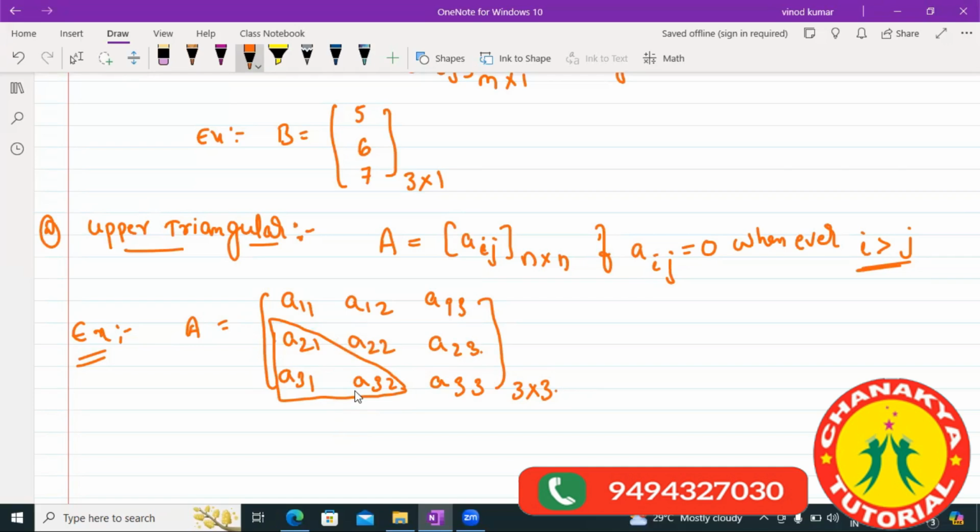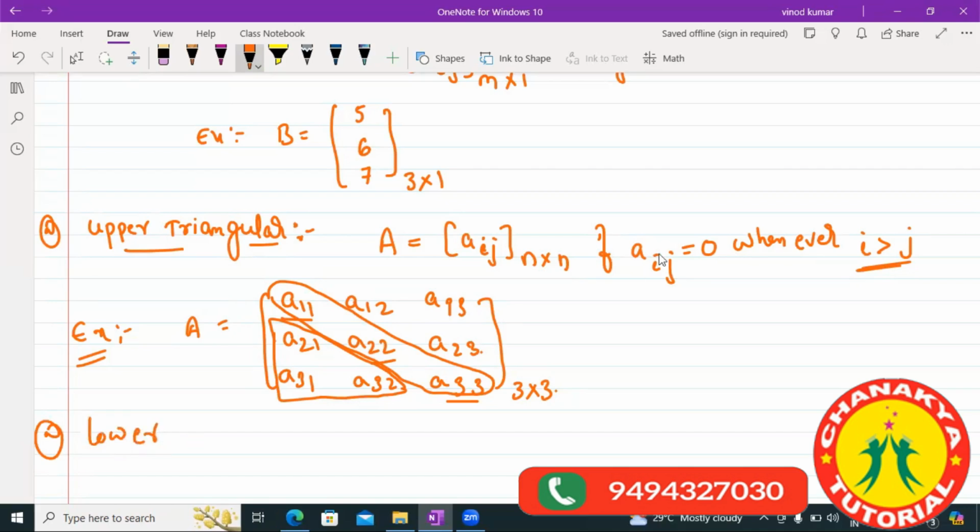Simply I am saying, in a square matrix, below the diagonal, the elements are zeros, and the remaining are non-zeros. Diagonal means A11, A22, A33. These three are the diagonal elements. When the elements under the diagonal are zero, then it is upper triangular. Under the diagonal is zero, upper is not zero. Aij is 0 whenever i is greater than j. So this is upper triangular.